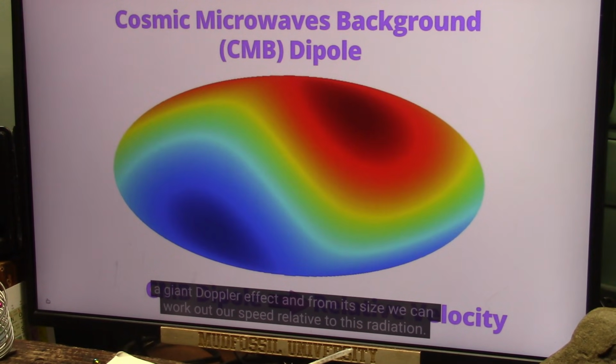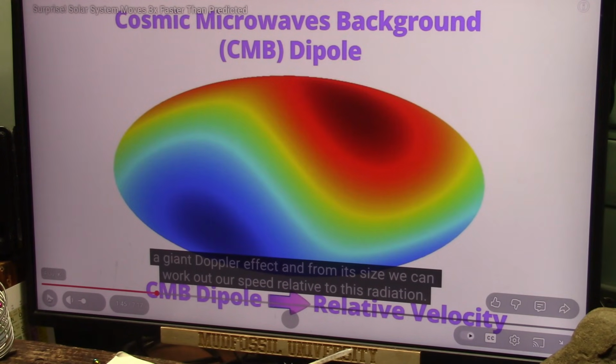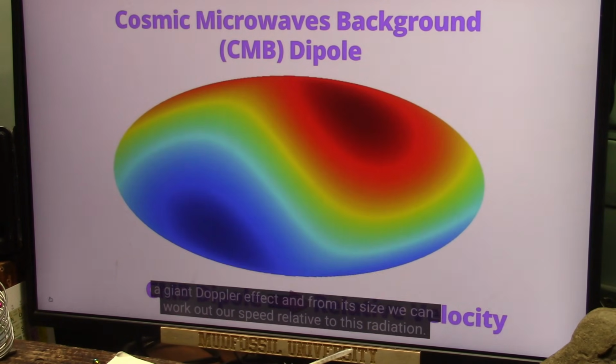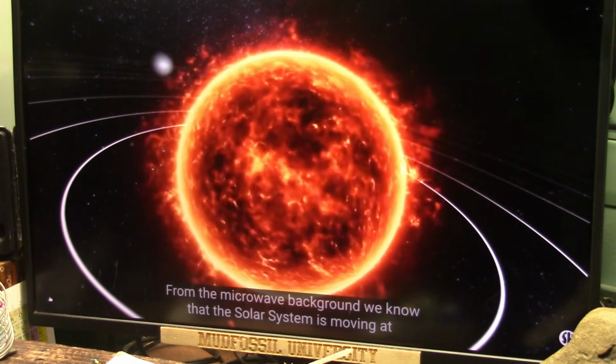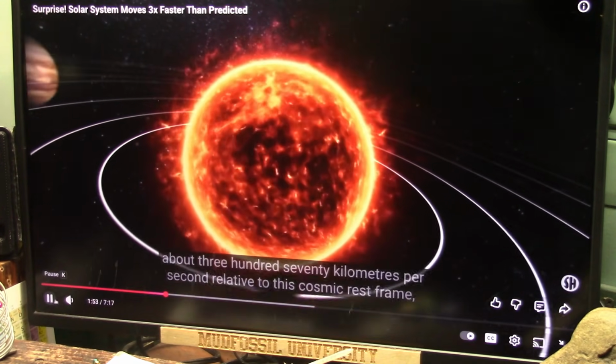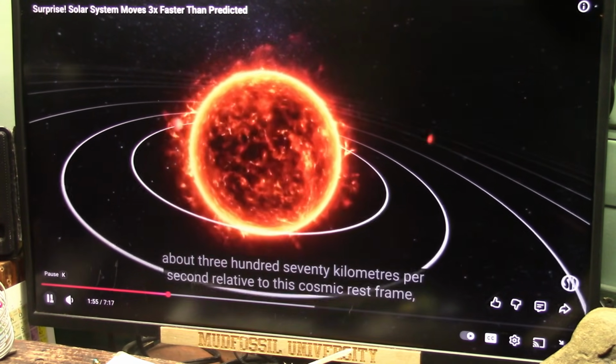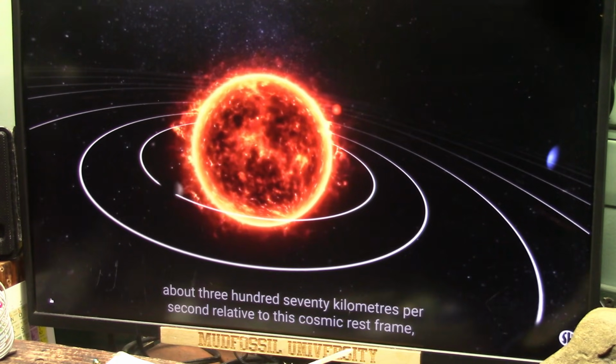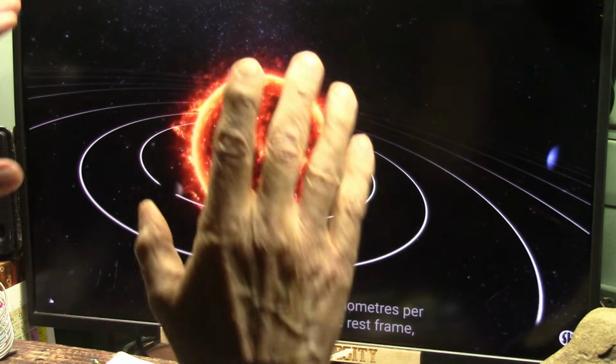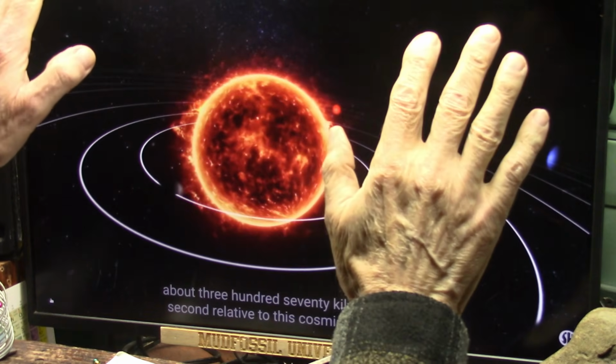All right, let's go back to Sabine. Here we go. "Can work out our speed relative to this radiation. From the microwave background, we know that the solar system is moving at about 370 kilometers per second." All right, so they're basing everything on the cosmic microwave background.